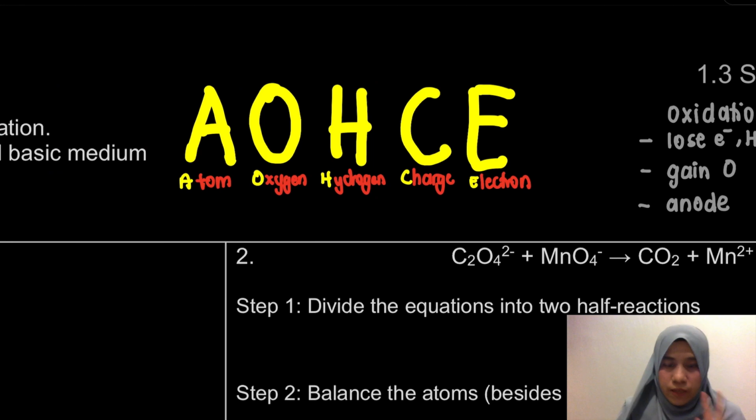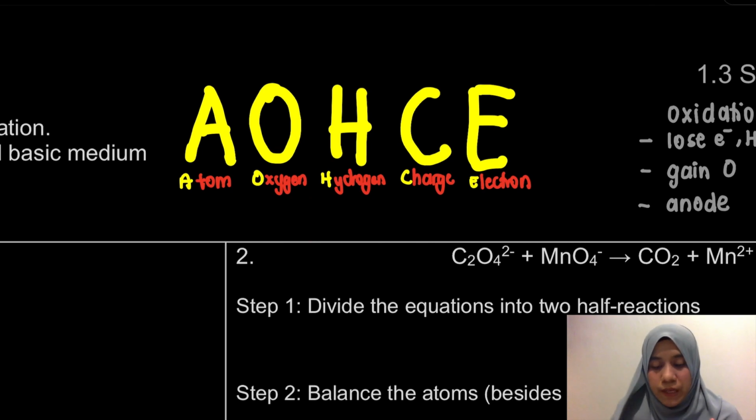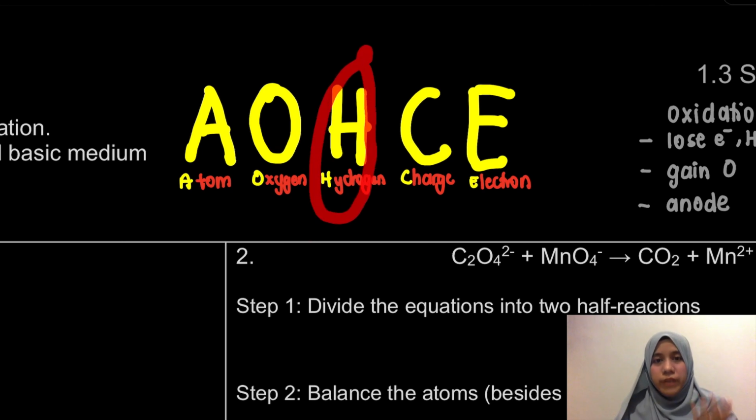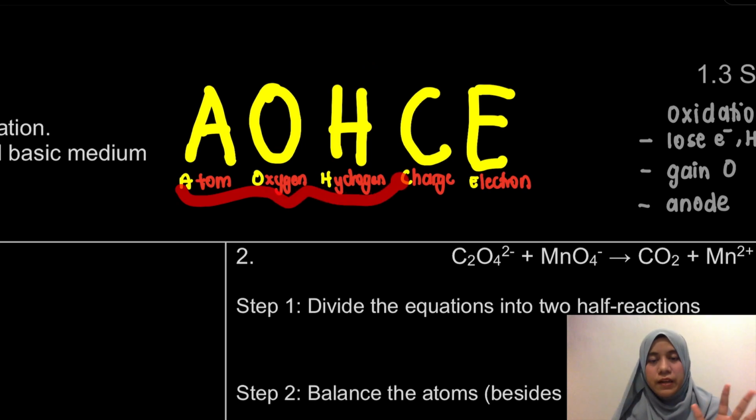The second step is we're going to balance our oxygen. How we're going to balance the oxygen is by adding H2O. We will see how later. Next, after we have balanced the oxygen, we're going to balance the hydrogen. Make sure the reactant and the product sides are equal. We will add our H+. So for these 3 steps, this is our atoms, all the atoms inside.